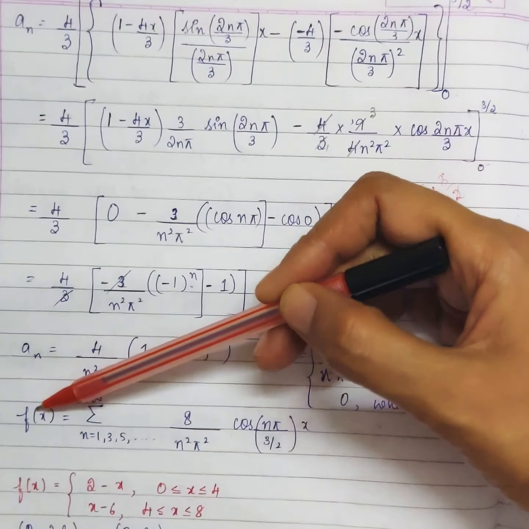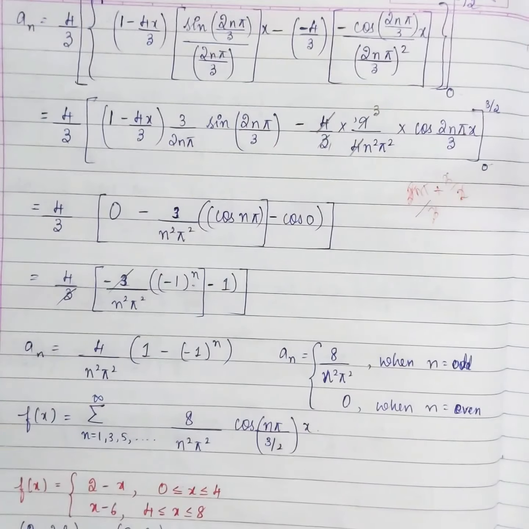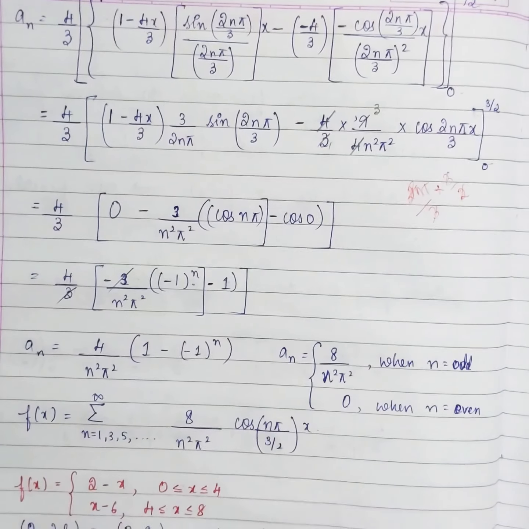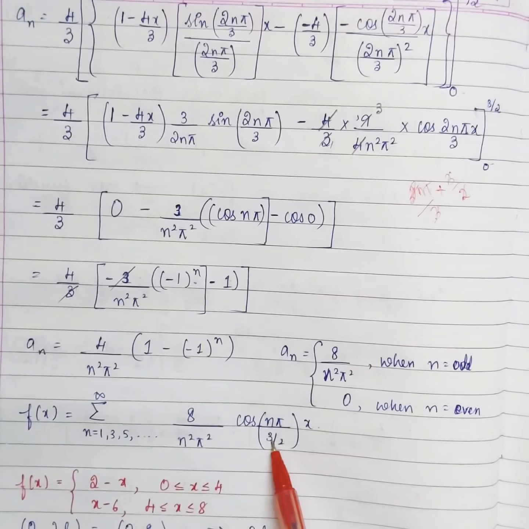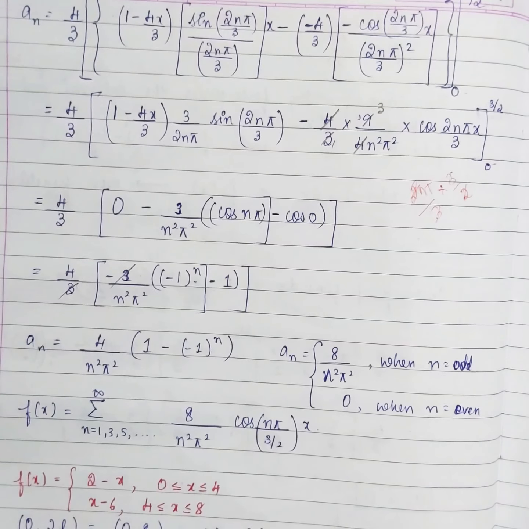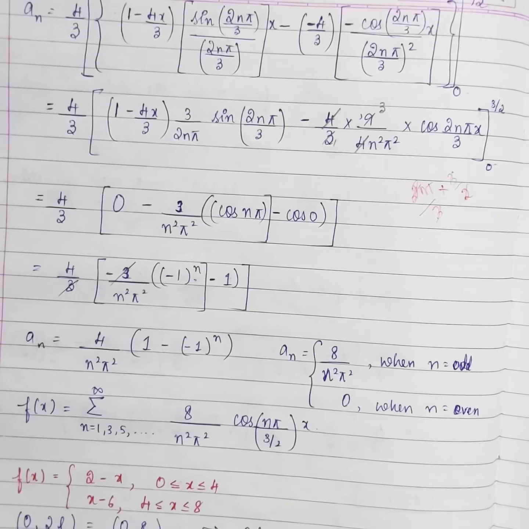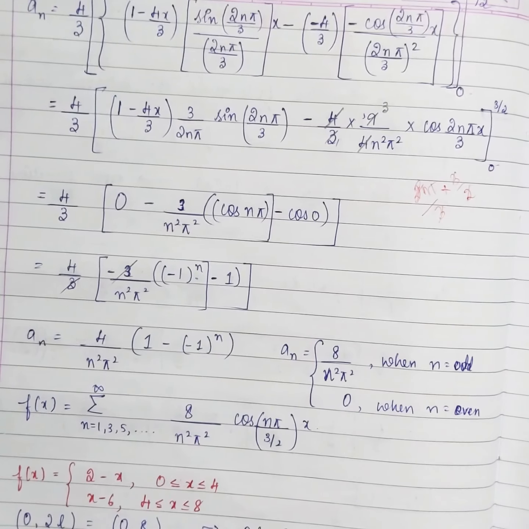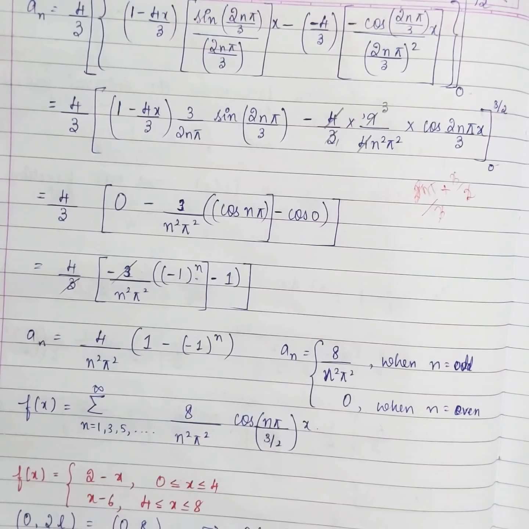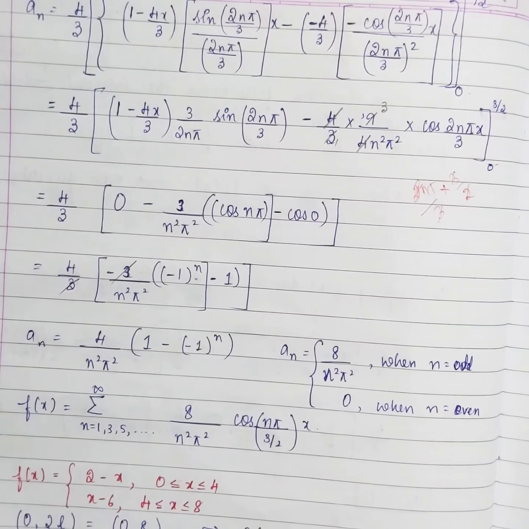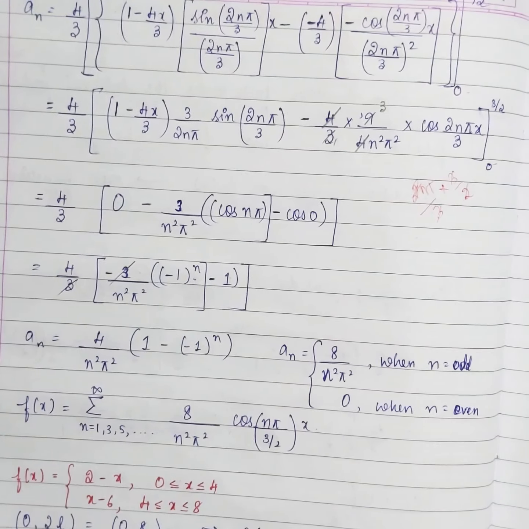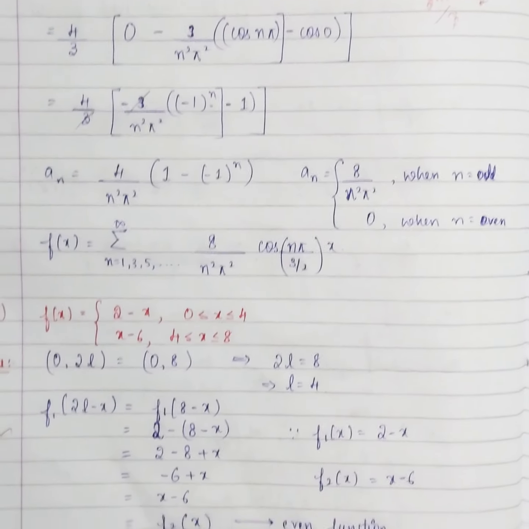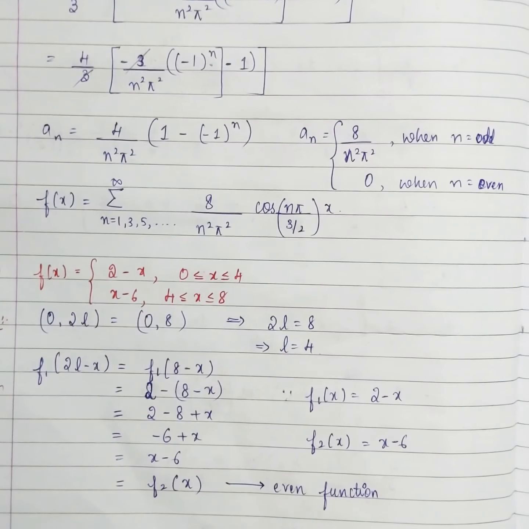What is there on this left hand side? Function f of x. That is your question. So it means you are writing a function, given function f of x, in terms of only cos. Here a0 also 0 and bn is also 0 because of even function. So this is all about arbitrary interval.